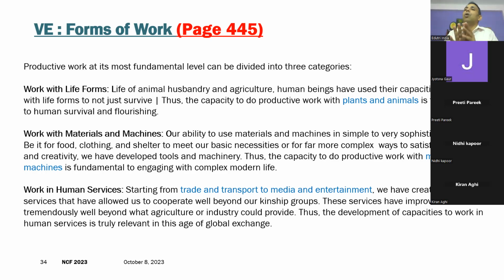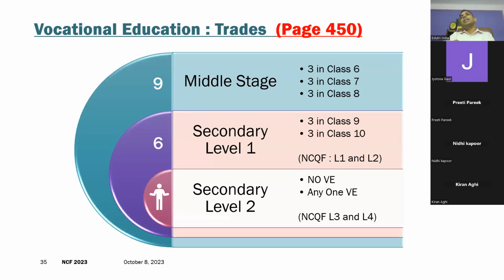First, you have to divide all the courses into 3 parts. Now, they are saying in class 6, you have to take 3, one of life, one of material, and one of human. In class 7 also, you have to select 3. In class 8 also, you have to select 3. In class 9th also, you have to select 3. And in class 10th also, you have to select 3.